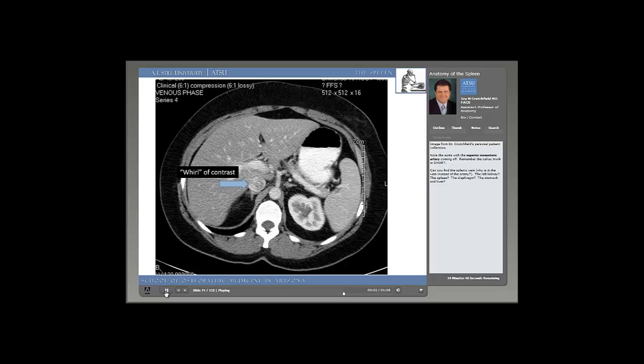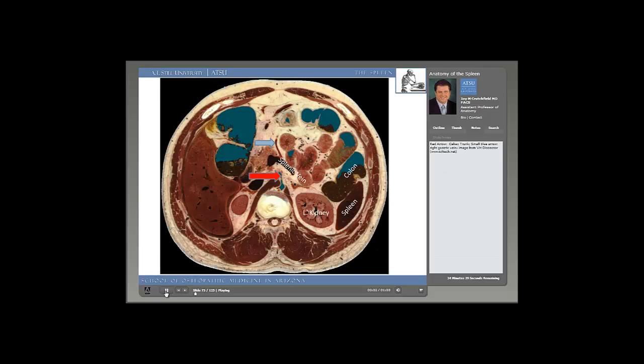Stop this presentation for a second. Quiz yourself to make sure that you can identify all of these structures. Find the stomach, the kidney, the splenic vein, the aorta, the vena cava, the hepatic portal vein, and the celiac axis. In this image, the red arrow shows us the celiac axis, and the blue arrow shows the right gastric vein. Also noted is the left kidney, the spleen, the colon.